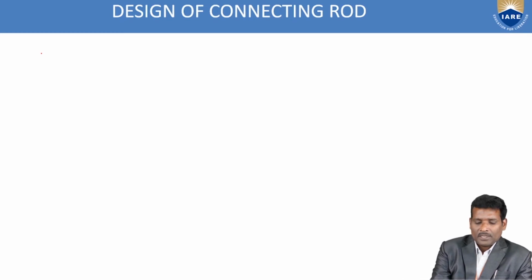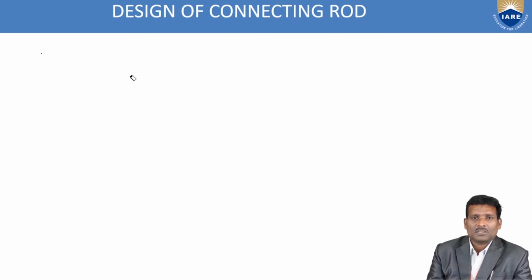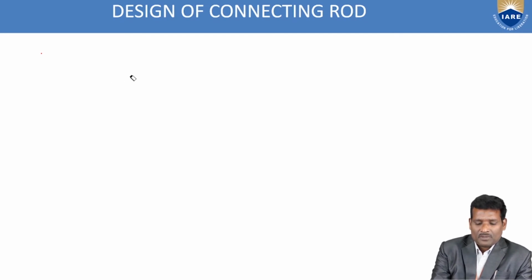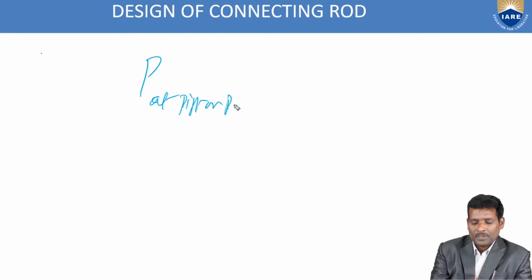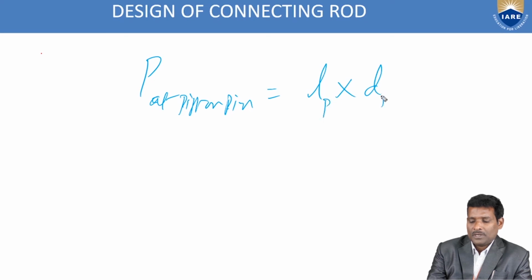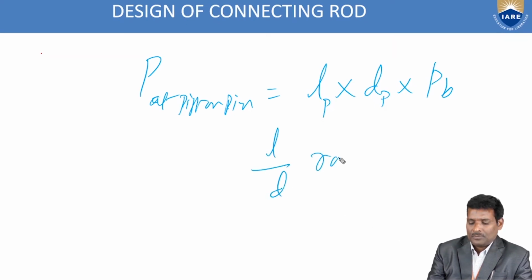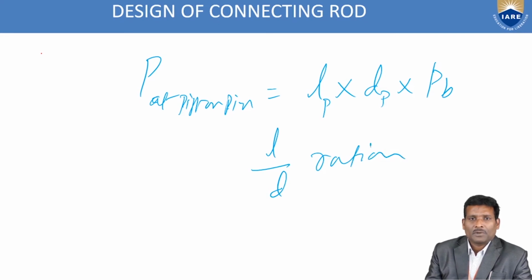Similarly, calculate the small end bearing dimensions. Here also it is the same: the load at the piston pin is the small end bearing length l, and D, multiplied by the bearing pressure. Here also you have to assume the l by D ratio, which you have to take from the design data book.